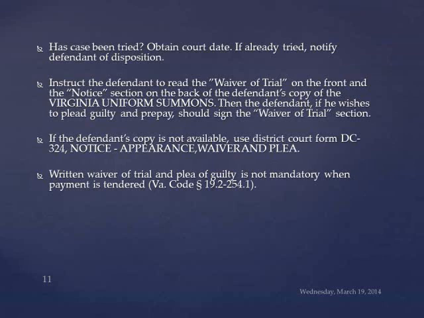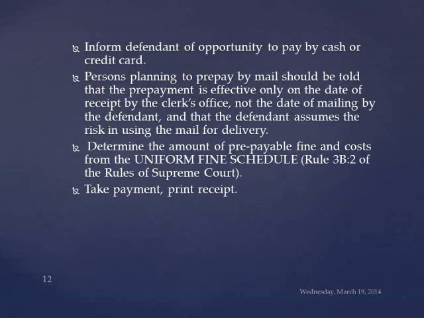Okay, next we want to ascertain if the case has already been tried. If it's already been tried and there's been a final disposition, then there's no need for a prepayment. So we want to verify that. Then the defendant fills out the waiver of trial form on the summons for the traffic offense. You can also use District Court Form DC 324 if they don't have that summons with them. That pretty much covers all that.